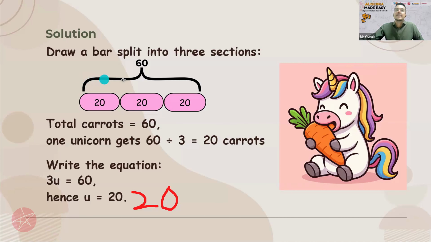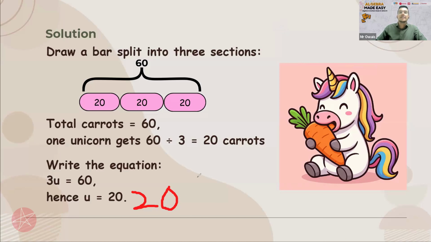So we're going to represent this entire thing by 60. So that's 60 carrots. And then we have split it into 3 parts because there are 3 unicorns. So whenever we're splitting something equally, we're supposed to do division. So here, 1 unicorn gets 60 divided by 3, 3 units, right? So that comes out to be 20, as you guys are saying. So that means now we can actually write down the equation.